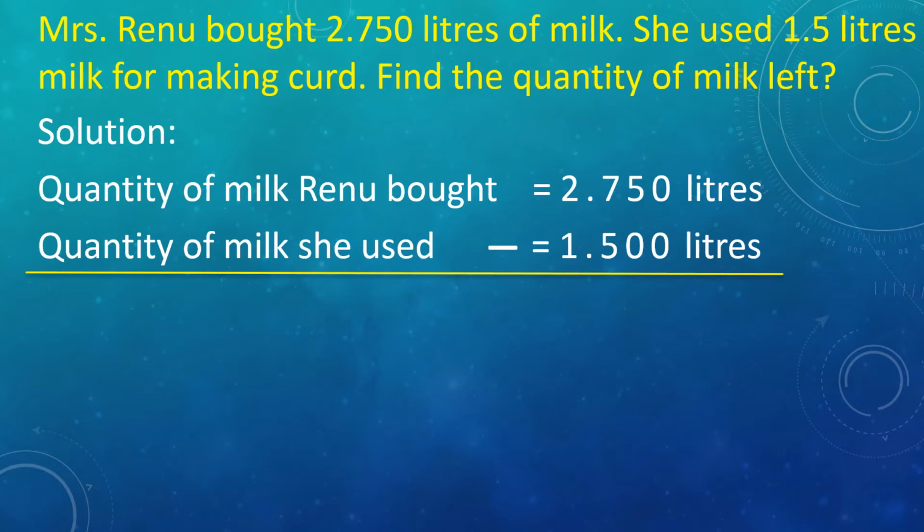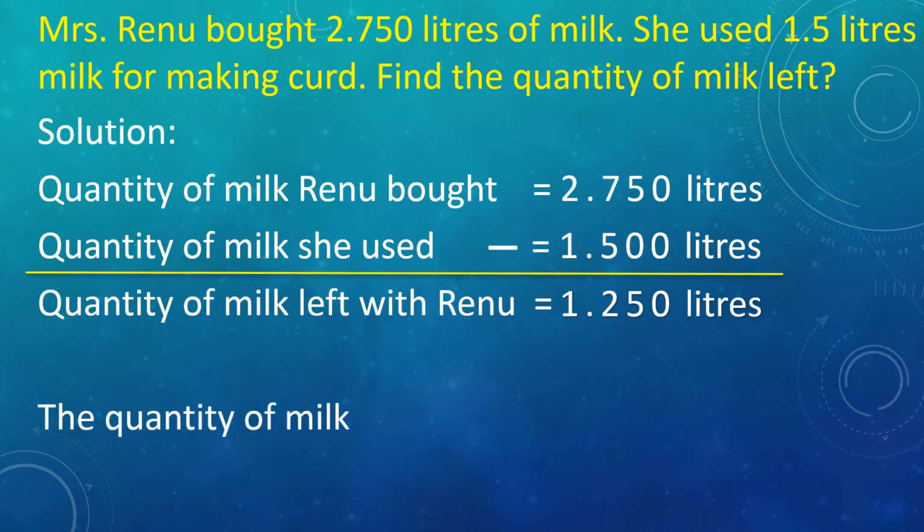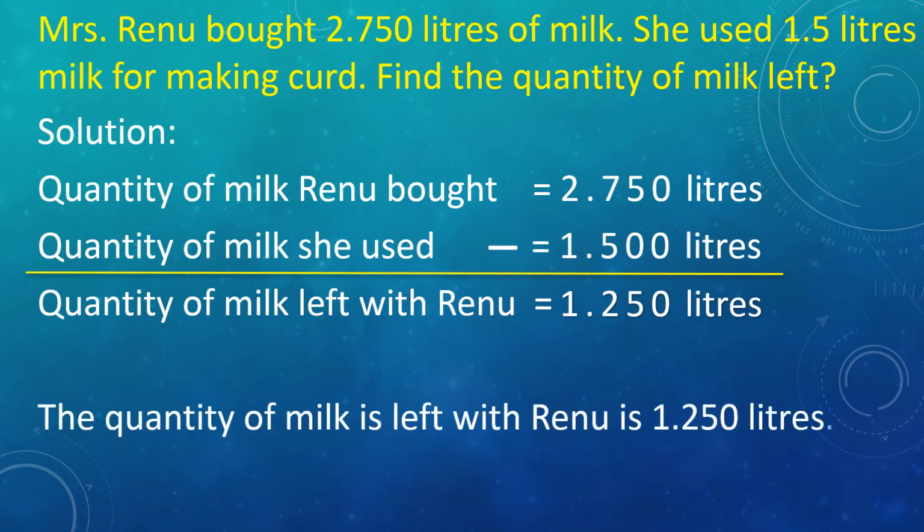See, the decimal point should come one below the other in place value columns, and convert both the decimal numbers into like decimals. So the third statement is quantity of milk left with Renu is equal to, as usual, we start our subtraction from the right, and everyone knows how we will do the subtraction. So pause the video and do the subtraction on your own and check. The answer is 1.250 liters, and the last statement is the quantity of milk left with Renu is 1.250 liters. Let us solve one more question.